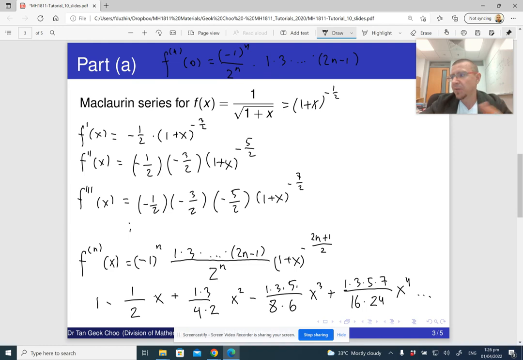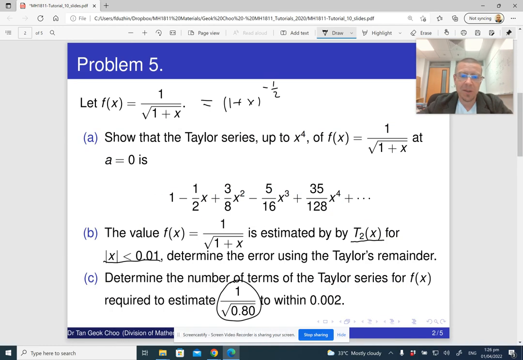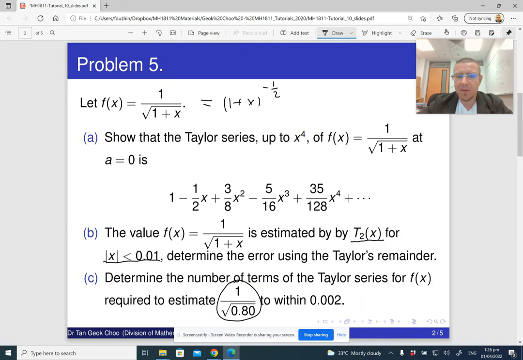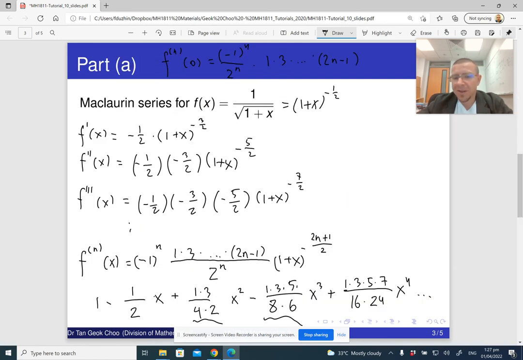But you can check that these are exactly the same numbers as we had here, like 3 over 8. This is indeed 3 over 8. The next one is, I guess, 3 cancels out, so it's going to be 5 divided by 16. Yeah, 5 over 16. So the next one is 35 over 128. I guess it should be correct too, but that's basically how we do this question.